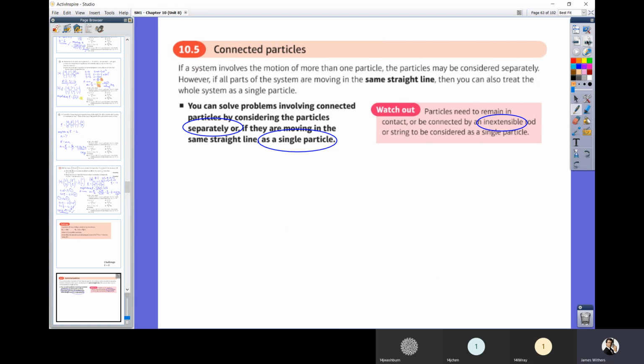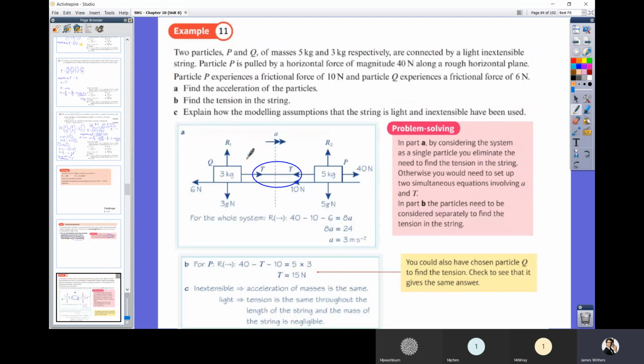So let's take a look at this question here. This is the classic example, the type of question I would like you to be looking at, please. Let's read it through. For two particles, P and Q, we're given the masses: 5 kilograms and 3 kilograms respectively. They're connected by a light inextensible string. So basically P is just pulling Q along. Inextensible means it's not stretching, so they're both going to be accelerating at the same rate. And we're told that P is pulled by a horizontal force of magnitude 40. There we go, being pulled along by 40.